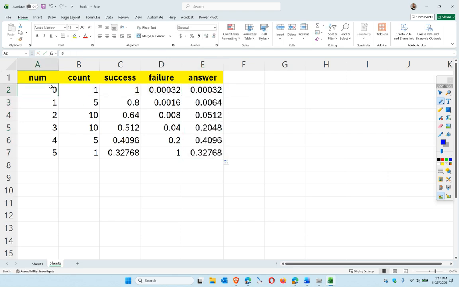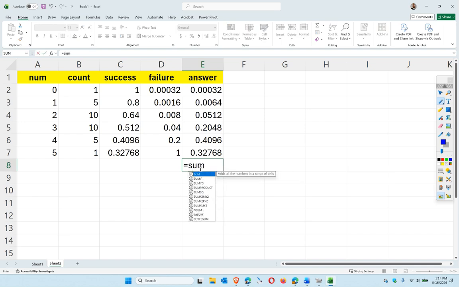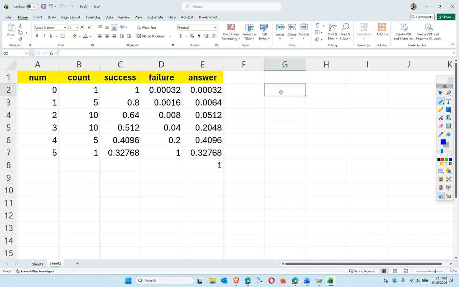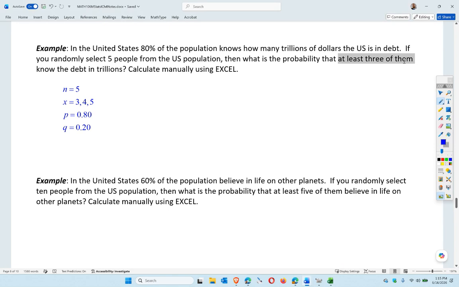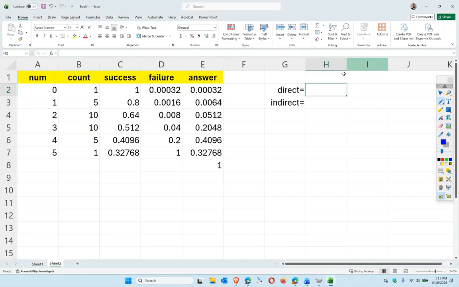So click times click times click, and we get our answer, right? So the probability of 0 successes is this, probability of 1 success is this, 2 successes is this, 5 successes is this, right? So if we add them all up, we should get 100% if I did it correctly, which I did. All right, so we want the direct method, and we want the indirect method. Okay. So what is the question asking? Let's go back. The question is asking 3 or at least 3 of them know the debt.